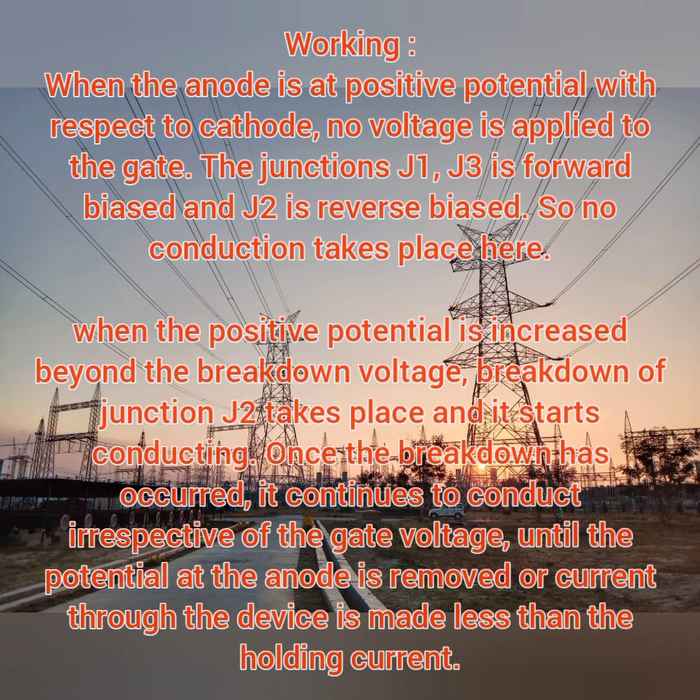Next, coming up to the working. So when the anode is at a positive potential with respect to cathode, and no current is applied to your gate, the junctions J1 and J3 will be in a forward biased condition and J2 will be in a reverse biased condition, as I said in the diagram. So no conduction will take place here. When the positive potential is increased beyond the breakdown voltage, the breakdown will occur at your junction J2 and it starts conducting. Once the breakdown has occurred, it will continuously conduct irrespective of your gate voltage.